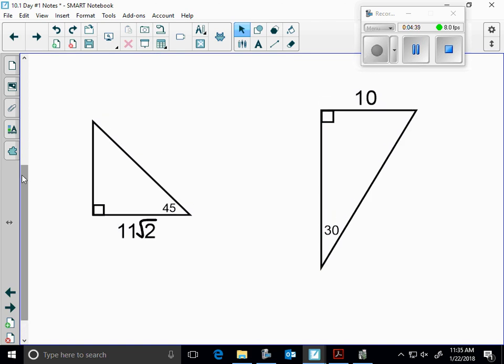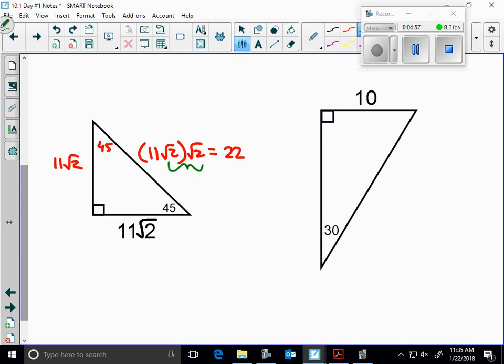All right, unpause. This is going to be a 45, 45, 90, so the two legs will be the same. And the hypotenuse would be 1 times the square root of 2, and 1 root 2 times the square root of 2 can be simplified to 2. How did you do that? Well, the square root of 2 times the square root of 2 is 2.